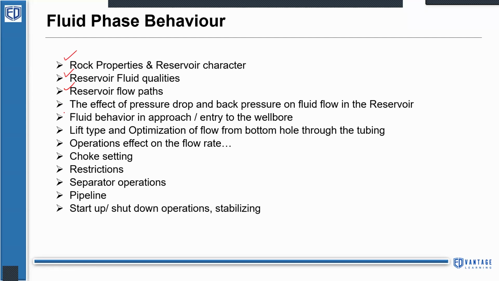Fluid behavior in approach or entry to the wellbore, lift type and optimization of flow from bottom hole through tubing, operations effect on the flow rate, choke setting, because the optimization procedure is through choke setting. We will have a lot of restrictions or bottlenecks, then separator operation, pipeline design, and startup or shutdown operations for stabilizing.